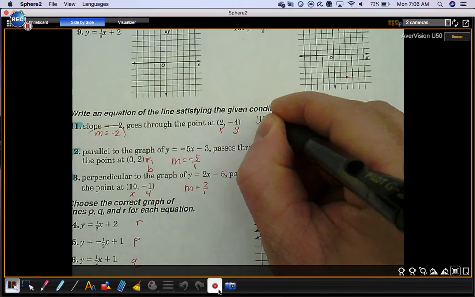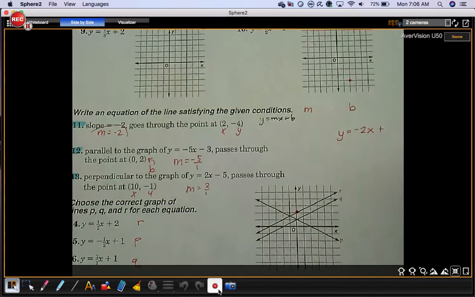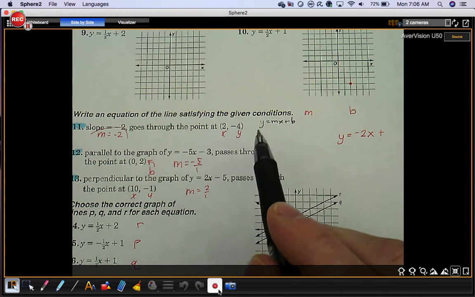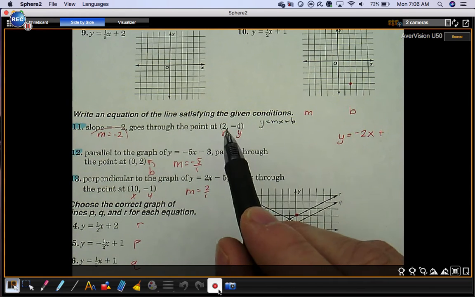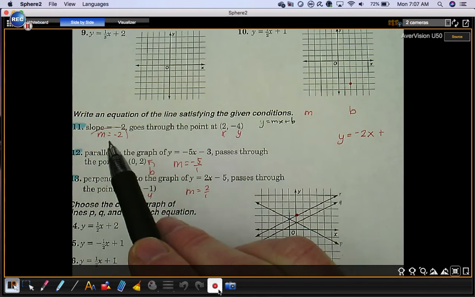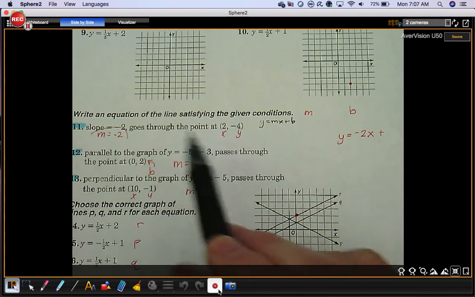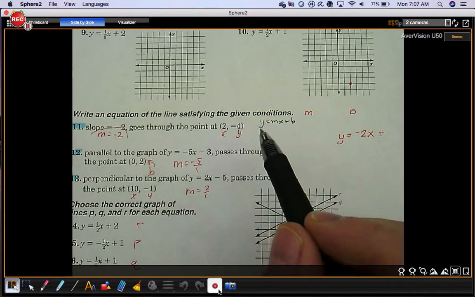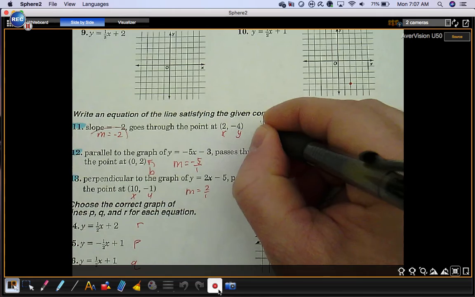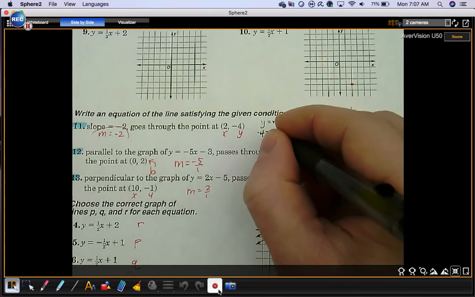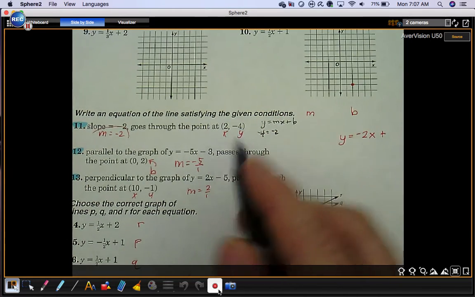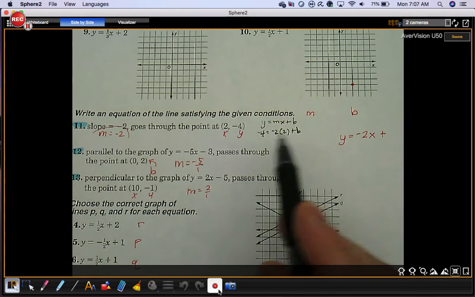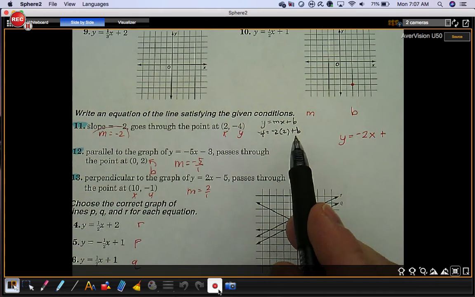You're going to write down y equals mx plus b. You're going to plug in your x and your y. Your x is 2, your y is -4. We know the m is -2. So we know these three things. The thing we don't know is the b. So we can solve for it. Our y value is -4. Our m value is -2. Our x value is +2. Simplify this and solve for b.